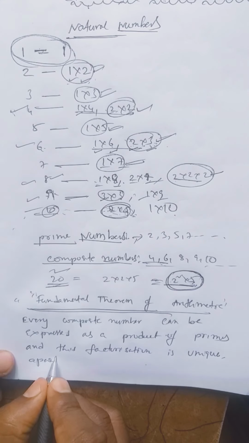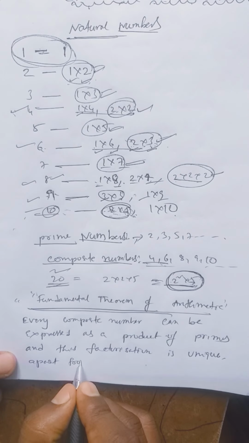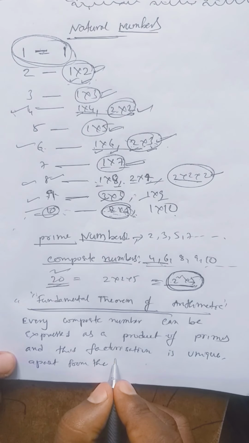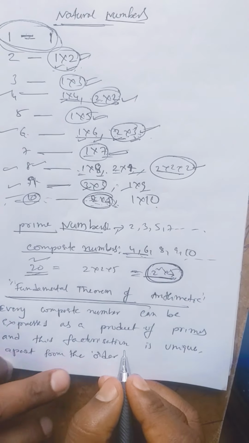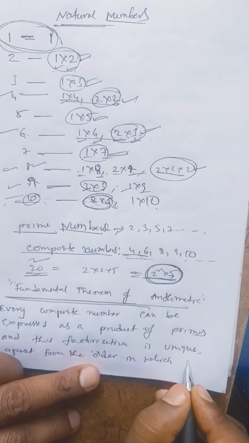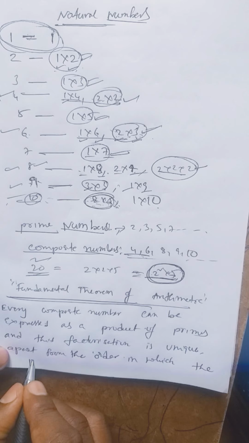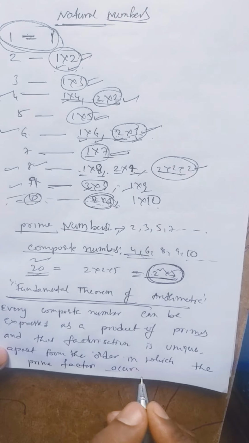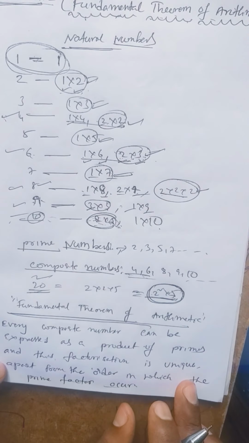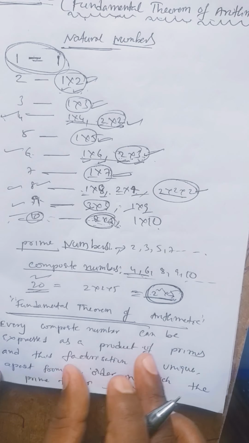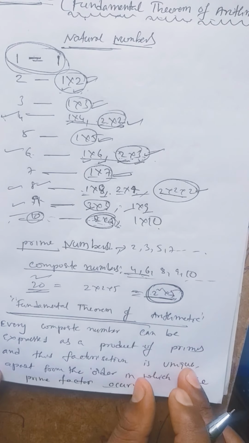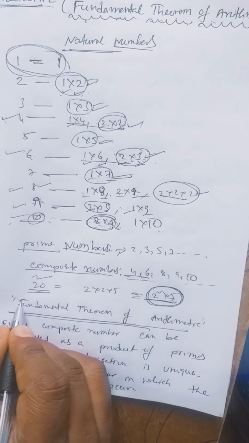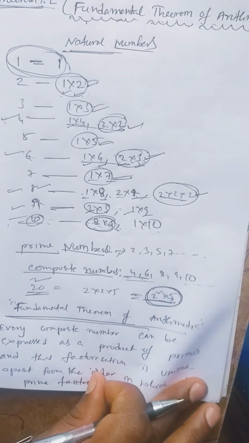And apart from the order in which the prime factors occur, the prime factor order is not important, but whatever the prime factors are, they are unique. It is different for every composite number. This is what the fundamental theorem of arithmetic tells us. Using this, we will discuss some problems, because we will discuss the application part of this theorem.